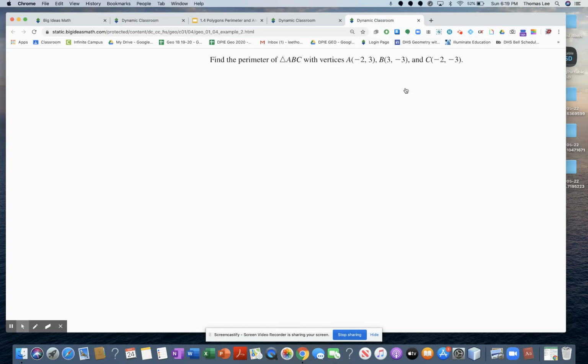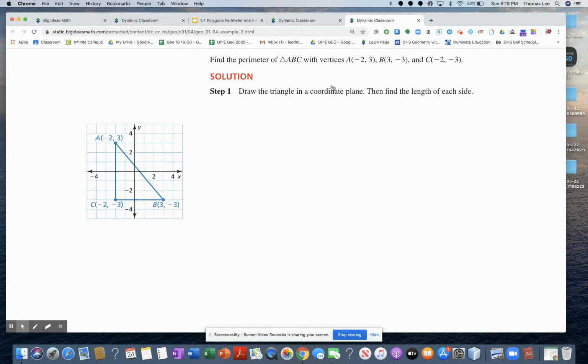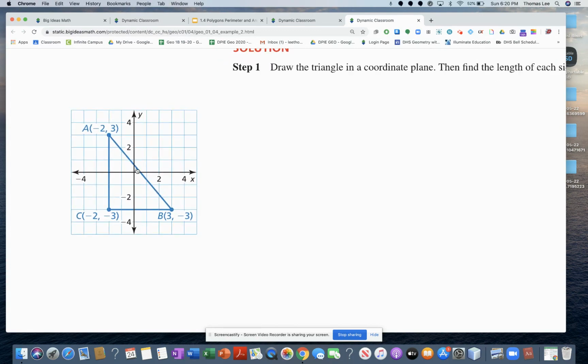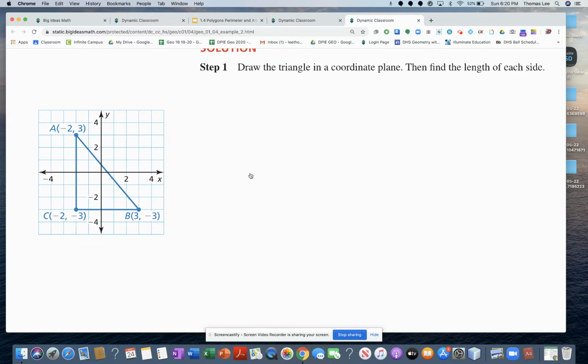The first thing you have to do is plot these points. It helps if you actually have graph paper. Go ahead and plot the points, and then connect the dots. Use a straight edge. Do your work nice and neatly. Make sure you label the axes, scale your axes, all that good stuff you learned. And then go ahead and draw your triangle. Let me just enlarge this a little bit. Then find the length of each side.